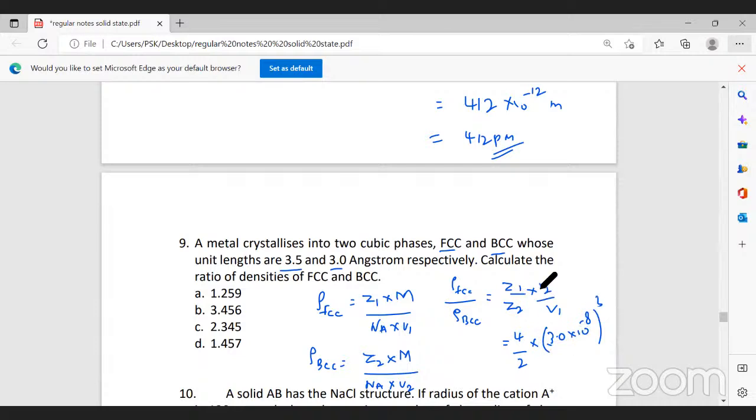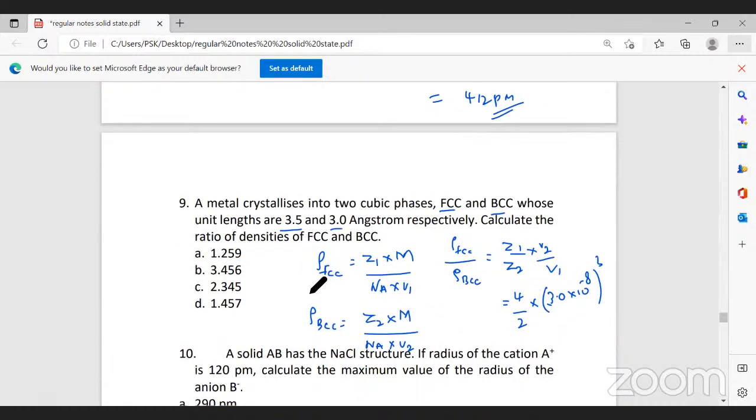Correct? It is V2 by V1. Should I do the mathematics part of it also here? So if I divide Z1 M by Na into V1 divided by Z2 M divided by Na into V2, what happens? This M and this M will get cancelled. This Na and this Na will get cancelled.